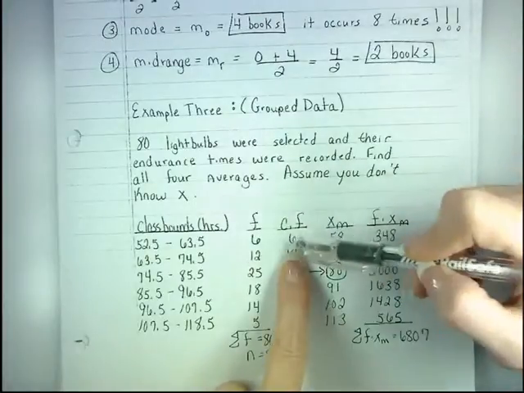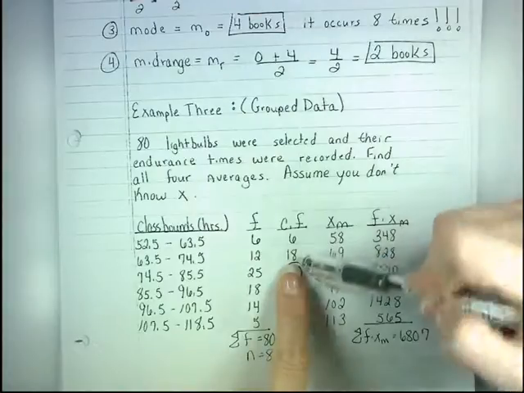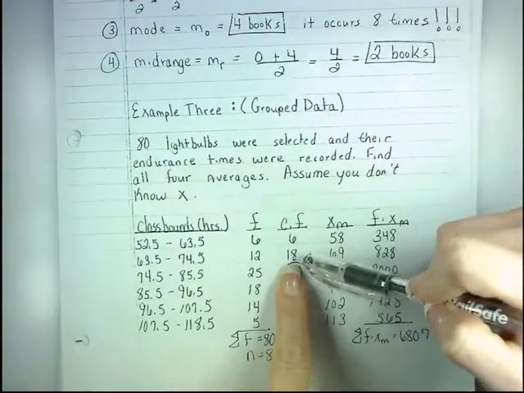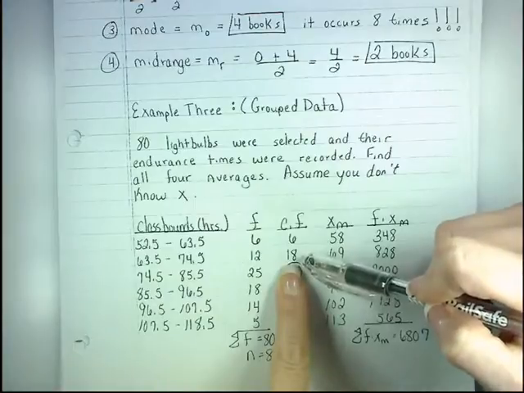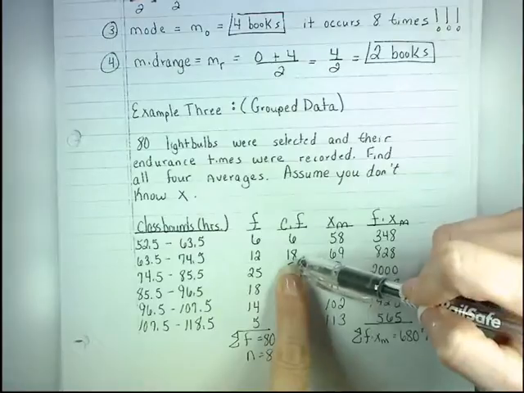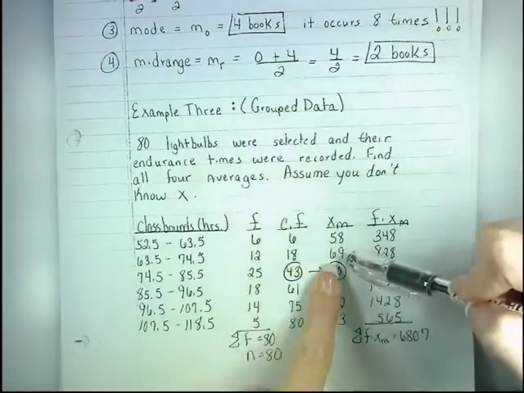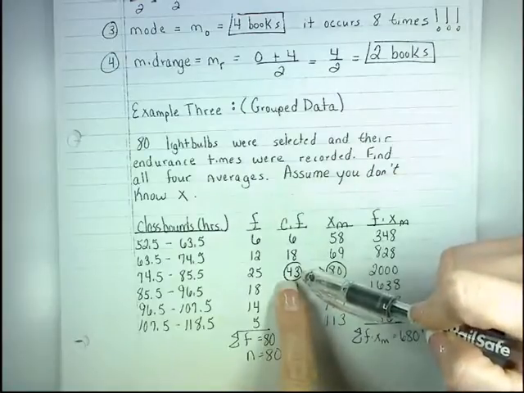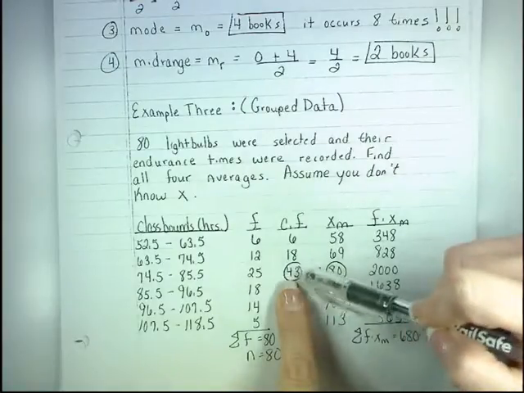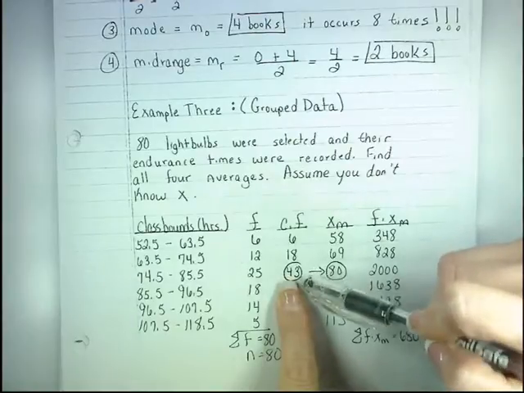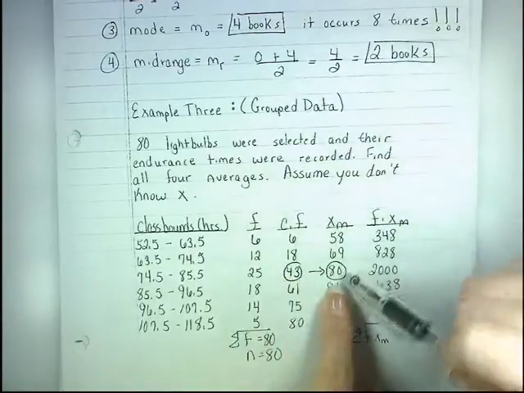So those first 6 light bulbs. This 18 means that light bulb 7, light bulb 8, 9, 10, 11, 12, 13, 14, 15, 16, 17, 18. The 7th light bulb all the way through the 18th all endure 69 hours. This 43 says that the 19th through the 43rd midpoint, or the 19th light bulb in the set through the 43rd light bulb, will all be 80 hours.